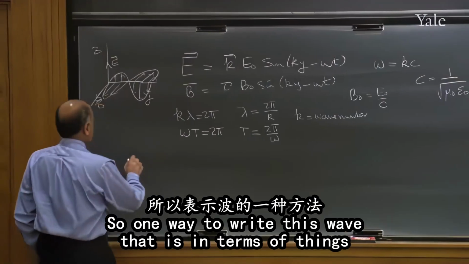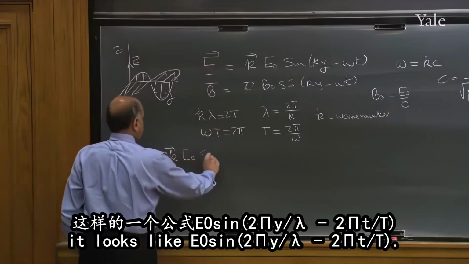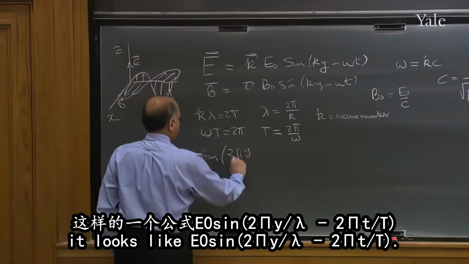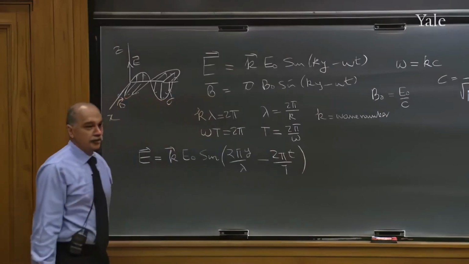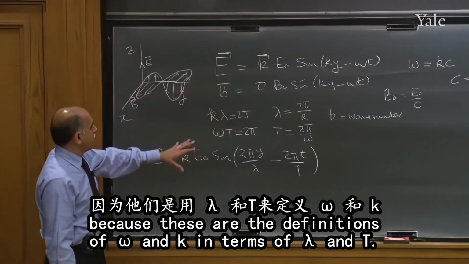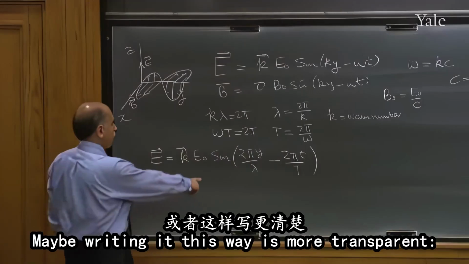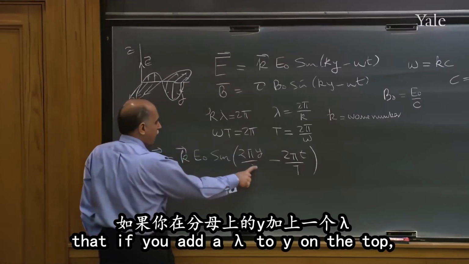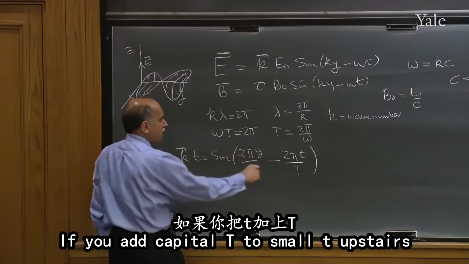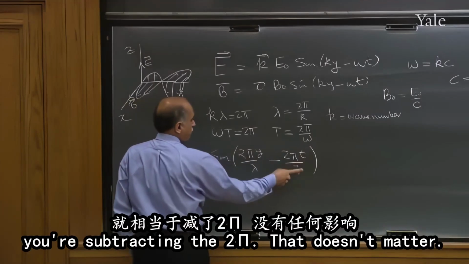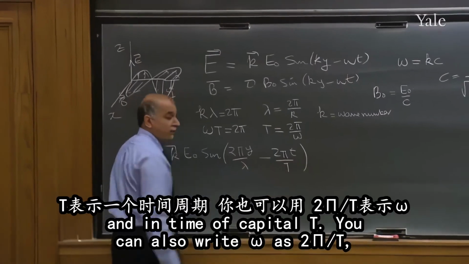So one way to write this wave in terms of things you're more familiar with would be to say, it looks like E0 sine of 2 pi y over lambda minus 2 pi t over T. This is completely equivalent to what I wrote, because these are the definitions of omega and k in terms of lambda and T. Maybe writing it this way is more transparent: if you add a lambda to y on the top, if you say y goes to y plus lambda, you're adding a 2 pi. If you add capital T to small t upstairs, you're subtracting a 2 pi. That doesn't matter. This shows you the periodicity in space of lambda and in time of capital T.